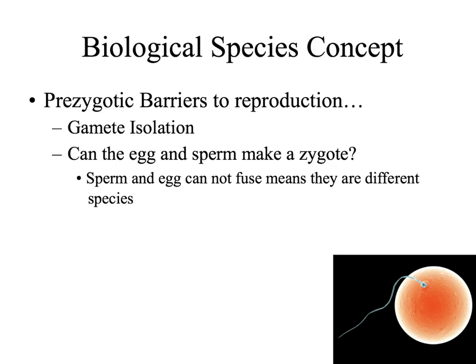Another type of prezygotic barrier is gametic isolation. In this one, we have to look at the egg and sperm cells. Can they fuse in order to form the zygote? There are many different types of protein receptors and chemicals found on the cell membranes of both egg cells and sperm cells. If these receptors don't match, the sperm cell will be rejected and it will not be able to fuse with the egg cell, which means that reproduction will not occur.